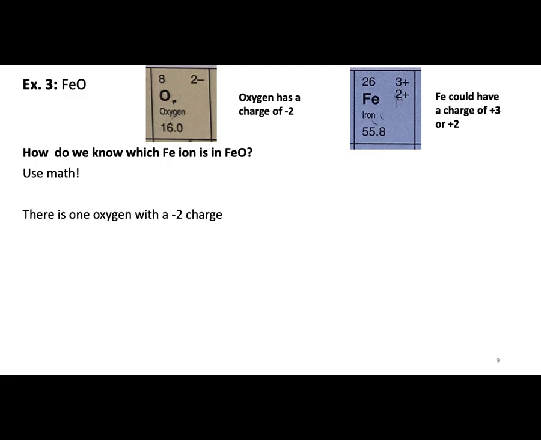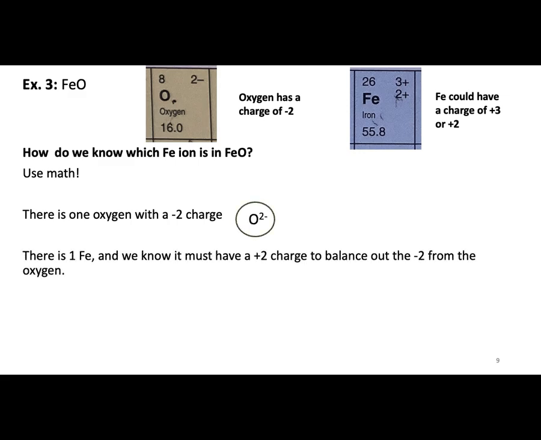We know there's one oxygen with a -2 charge. We also know there's one iron, and we know it must have a +2 charge to balance out the -2 from the oxygen. So here's our mystery iron. But there's only one of them, so it must have a +2 charge. Ta-da! So we would write this as iron brackets 2 oxide.